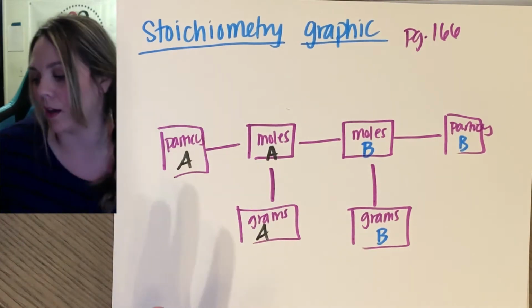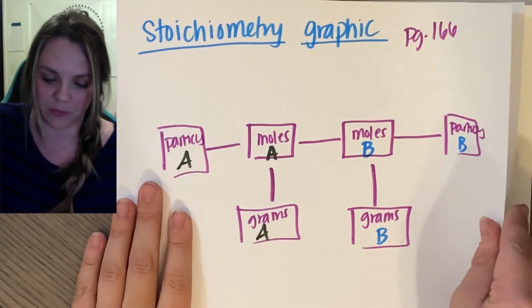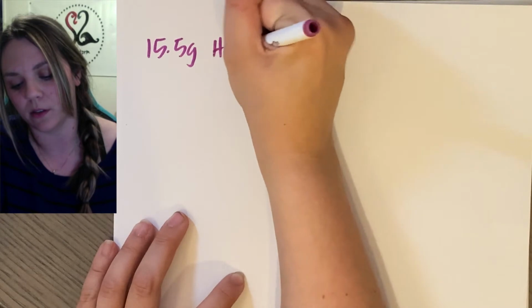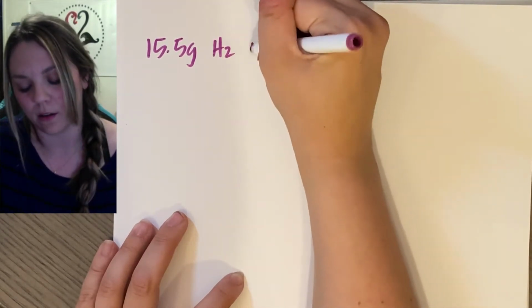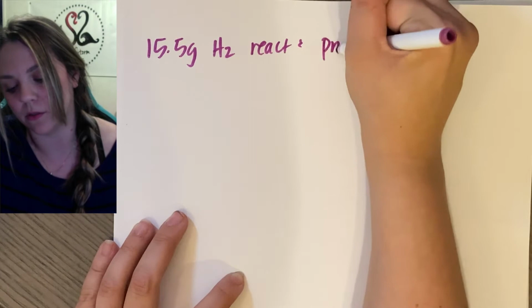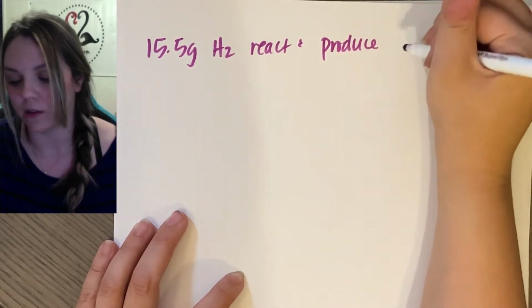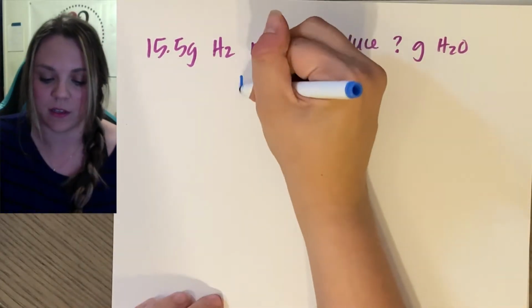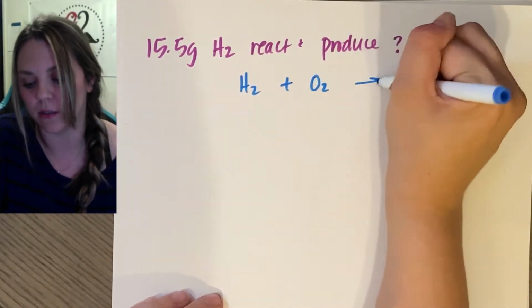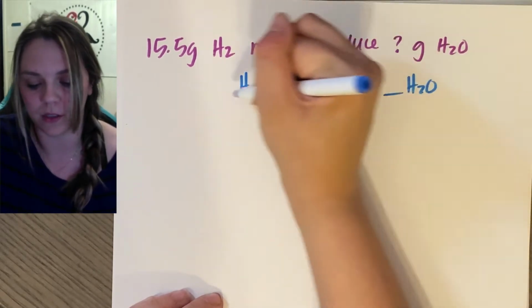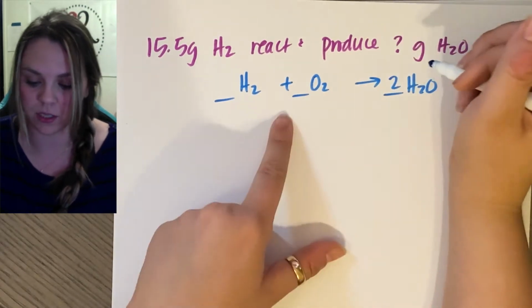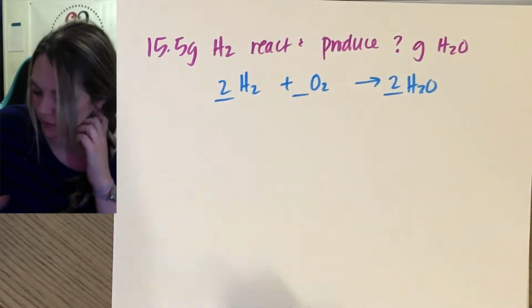So for example, if you had a problem, 15.5 grams of hydrogen react and produce how many grams of water, in this type of equation. Hydrogen and oxygen react to make water. Balance your equation. So two of these, one of those.